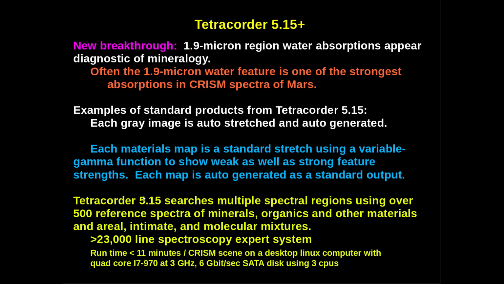Tetracorder 5.15 does multiple spectral regions, as I've discussed, and over 500 reference spectra. That's grown since the 5.15, so I think we're up to maybe 700 or so for 5.26 and growing. As we add more, the runtime increases linearly, whereas some other algorithms, it increases as the square. So we can add a lot more and not have a problem with mapping large data sets.